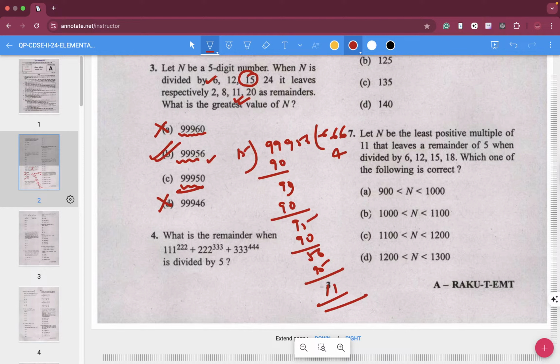Okay, now you can simply check for this also. This will not give you 11 as a remainder if you divide that by, right? If you divide that by 15, right?